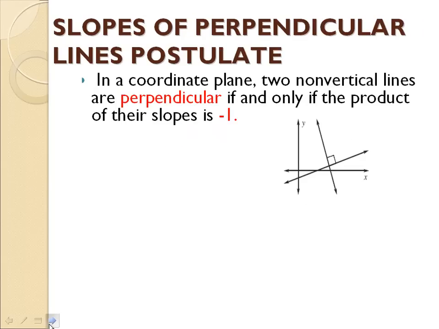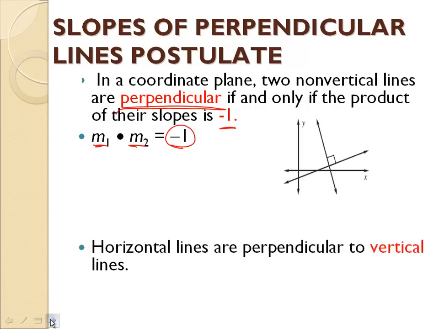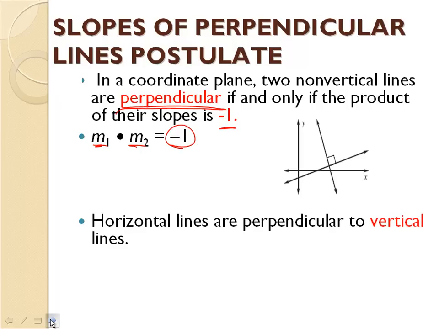The slopes of perpendicular lines postulate tells us in a coordinate plane, two non-vertical lines are perpendicular if and only if the product of their slopes is -1. So a couple things here to remember. My first slope times my second slope has to be -1 in order for my two lines to be perpendicular. And also, horizontal lines are going to be perpendicular to vertical lines.